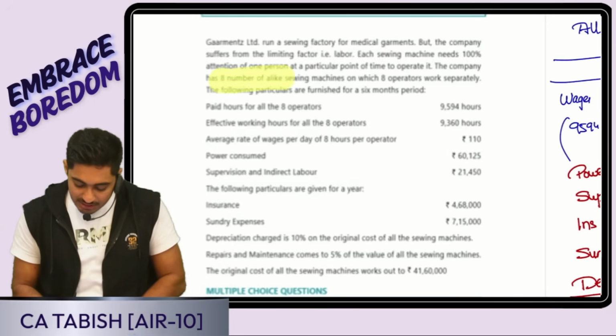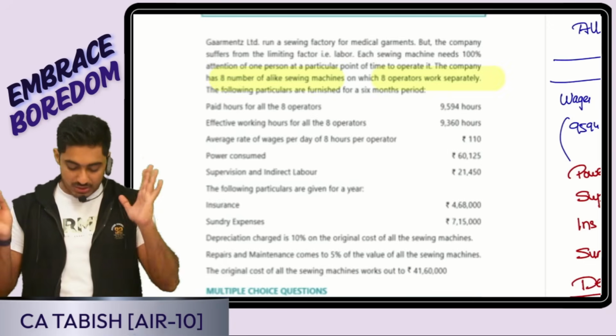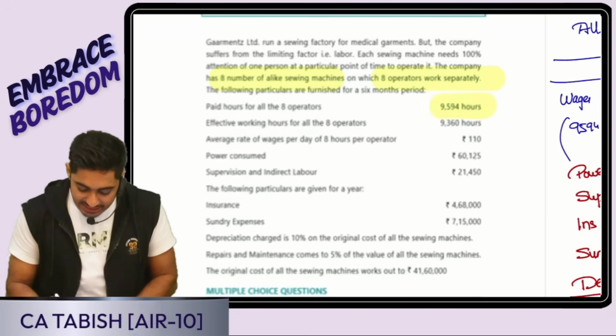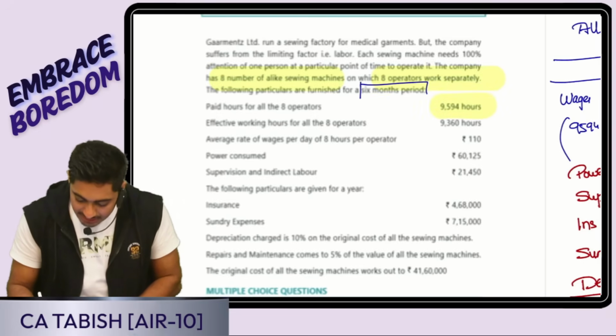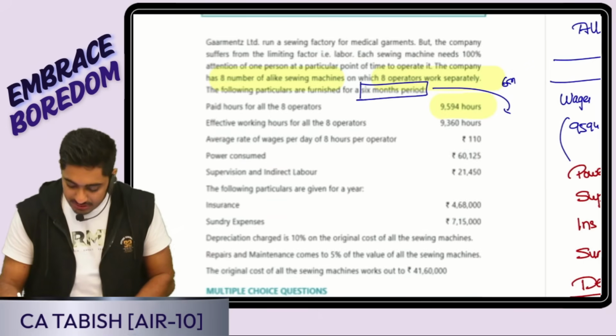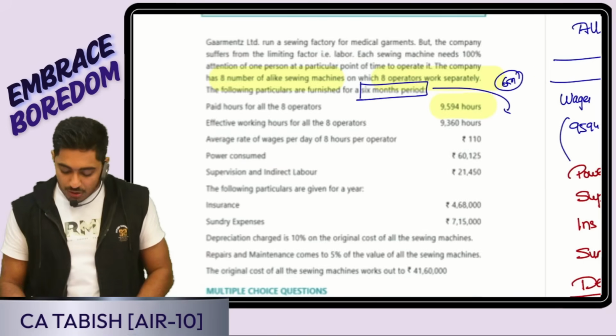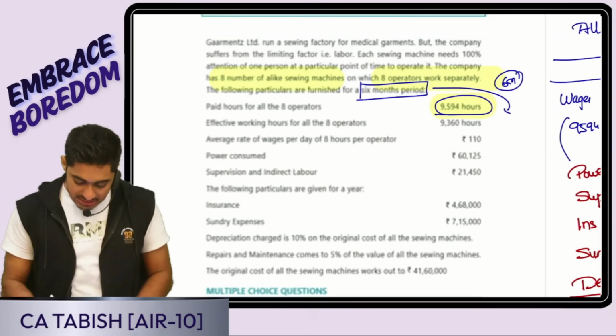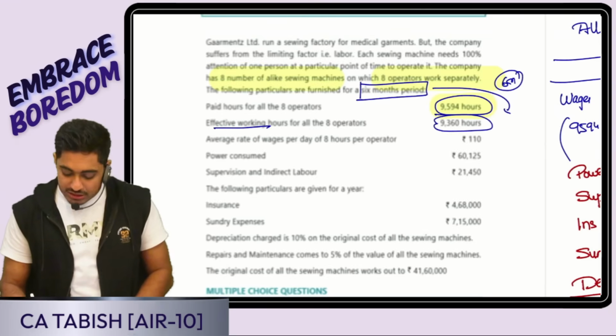The company has 8 machines on which 8 operators are working separately. Paid hours for all the 8 operators: the data is given for a 6-month period. That means the data below is for the 6-month period. For all 8 operators together, how much did we pay? 9,594 hours. But effective working hours is only 9,360.